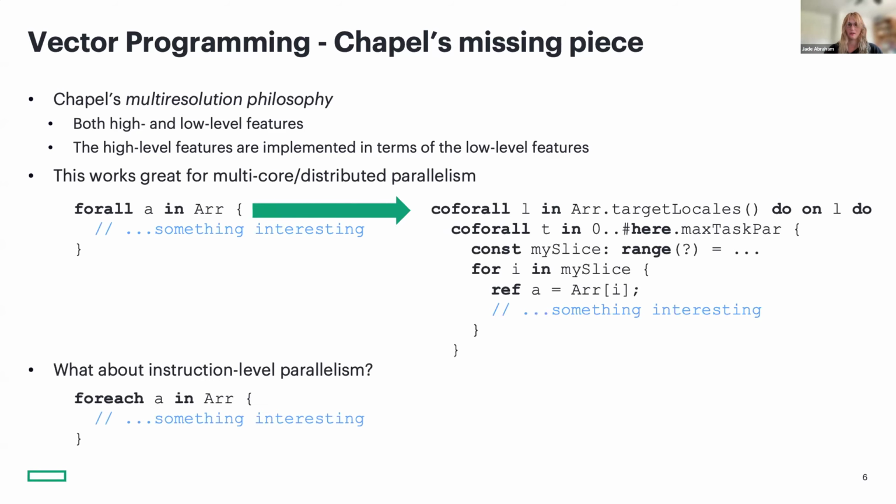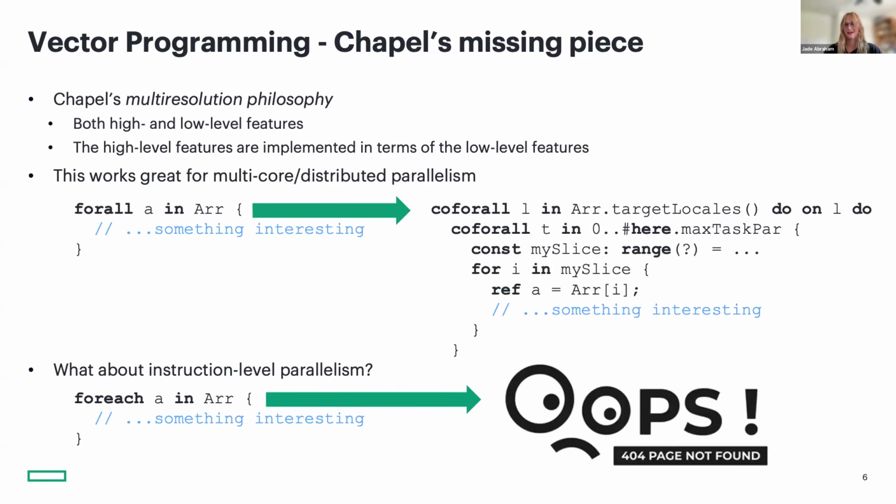But what about instruction level parallelism? If I write a foreach loop and it fails to vectorize, what do I do? Nothing. Right now, you're kind of out of luck without writing assembly or C code.